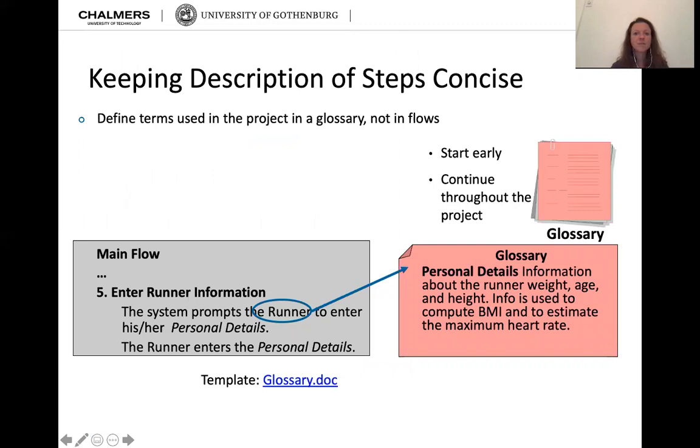So how are we going to keep those steps concise? Because I can be telling you a lot of stories about that web shop, and then it would just be a way too long narrative. For that, we use a glossary.